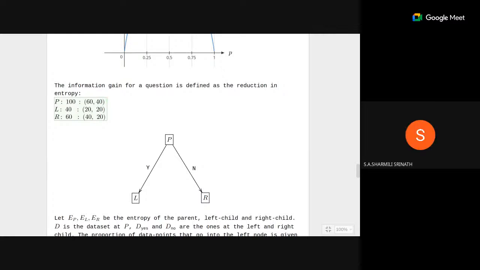Sorry to interrupt here. Do the p-value and gamma value, both are same? No, they're different, right? Let's do an example. It's better to do with one example, sir.